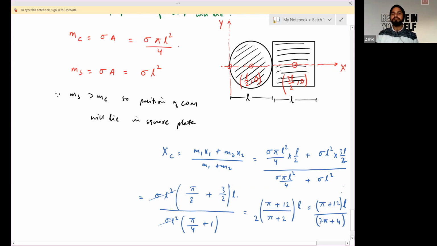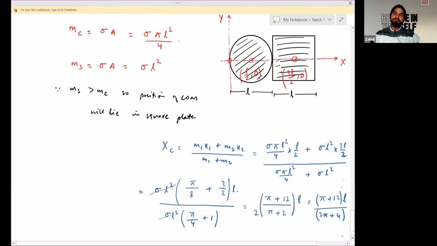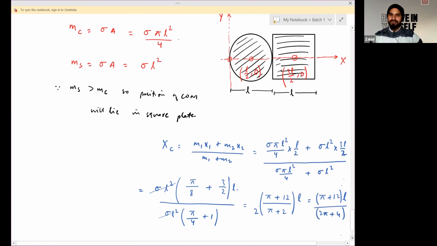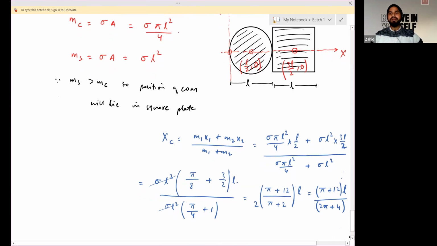Is it clear? Khalid, is it clear? Yes, sir. I didn't think of taking common, so I just multiplied and did. Okay. By using this method, calculation will become easier.